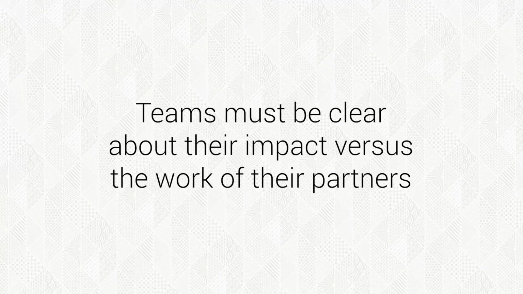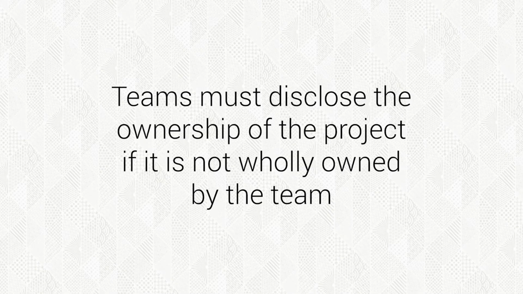It is not uncommon for teams to work with other organizations or Enactus teams in the delivery of their projects. Teams should clearly report the degree of impact that they can legitimately take credit for and be evaluated accordingly. Some projects, for various reasons, are set up as businesses owned by individual students. For transparency, teams must disclose the ownership structure of the project if it is not wholly owned by the team.